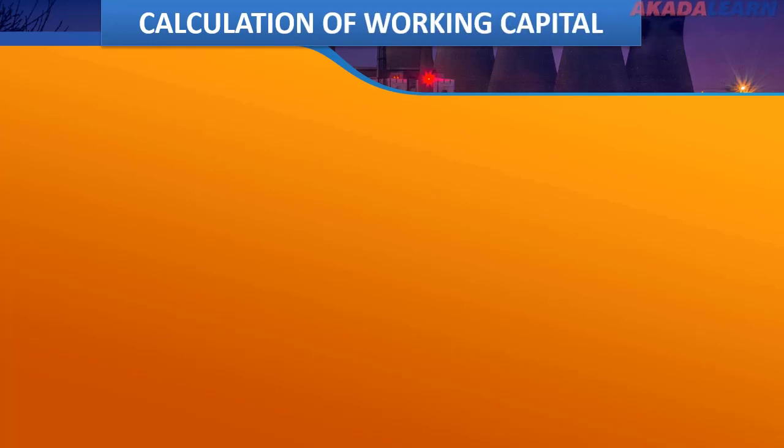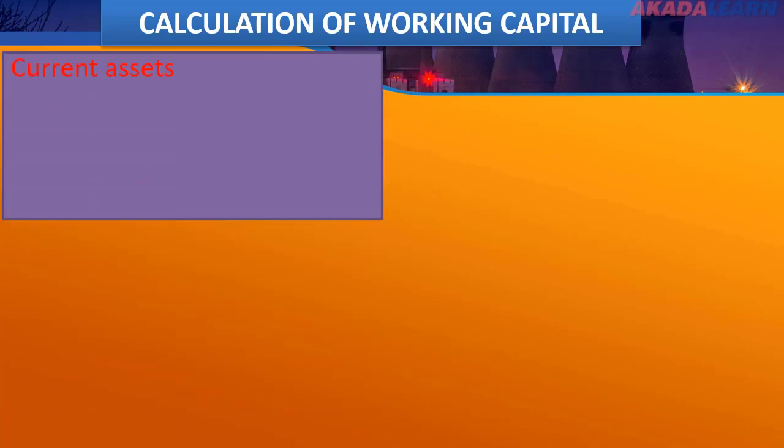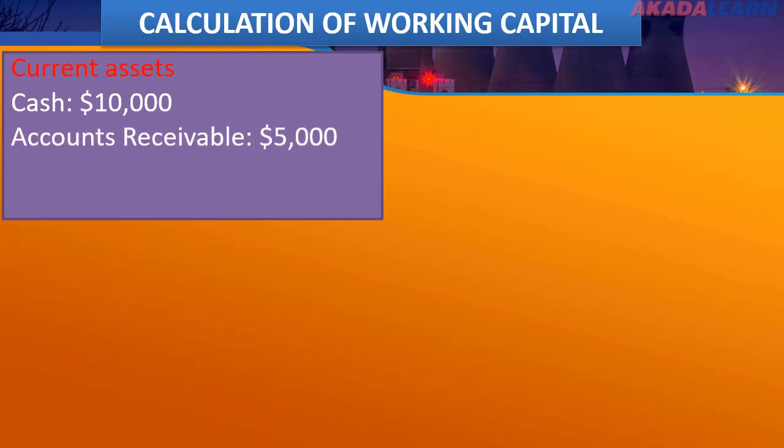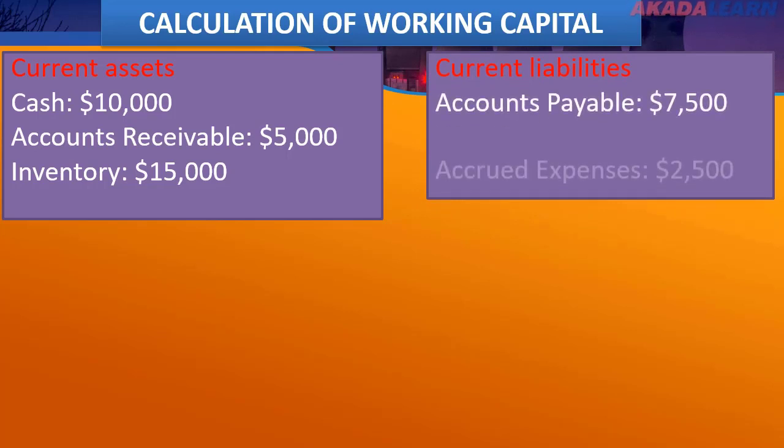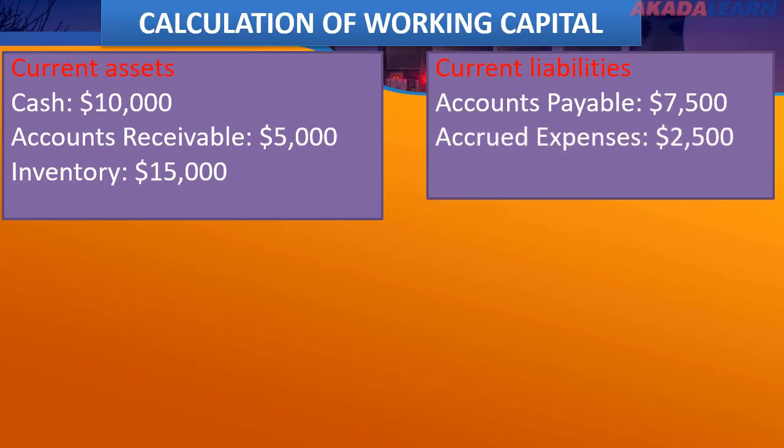Now let's take a look at calculation of working capital. Let's take for example, company ABC owns and operates a stationery shop, and this is their current assets: cash $10,000, accounts receivable $5,000, and inventory $15,000. While their liabilities are the current liabilities: accounts payable $7,500, accrued expenses $2,500, and other trade debts $5,000.